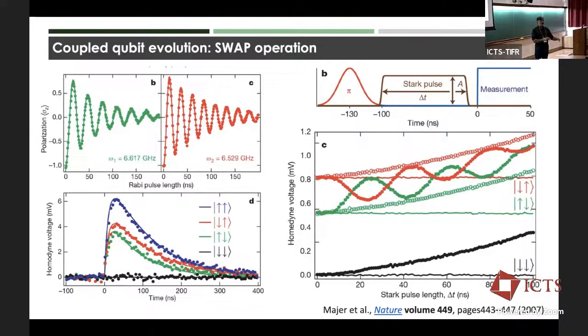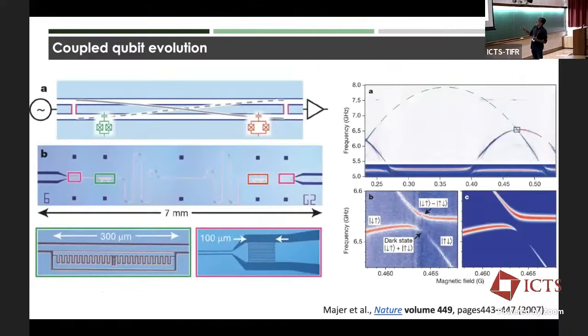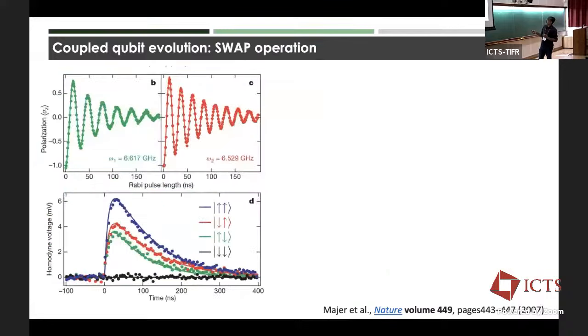This is all solved now. You have ways of getting the flux on chip very close to your device. But back in the day, this particular experiment, they used a different technique to shift the qubits. So what they did is that they first brought the qubits sort of close enough, but not on resonance.